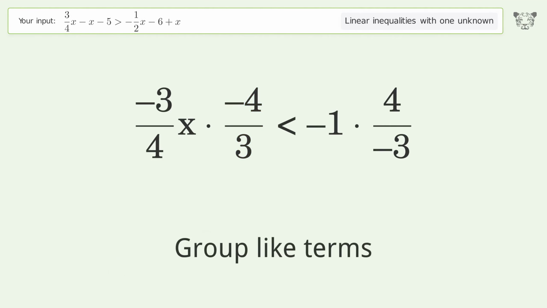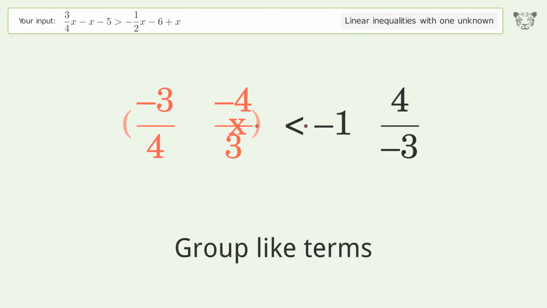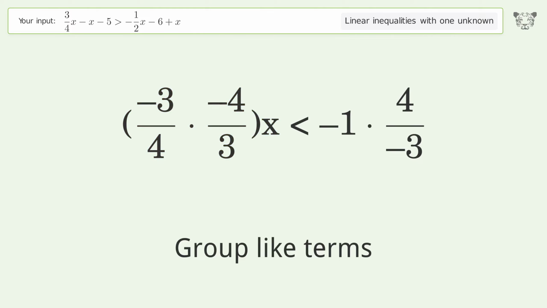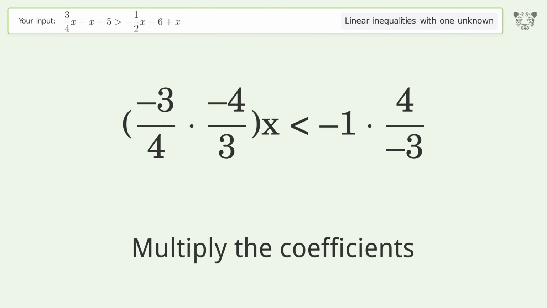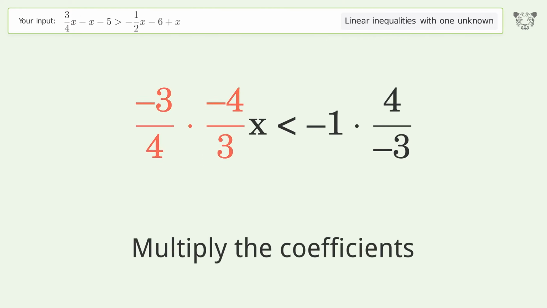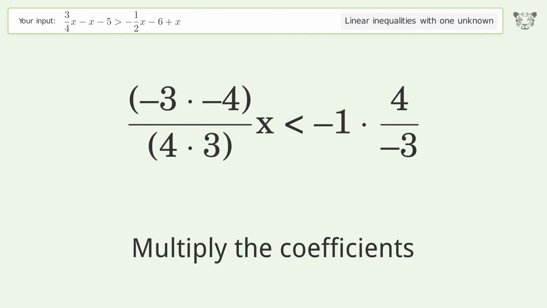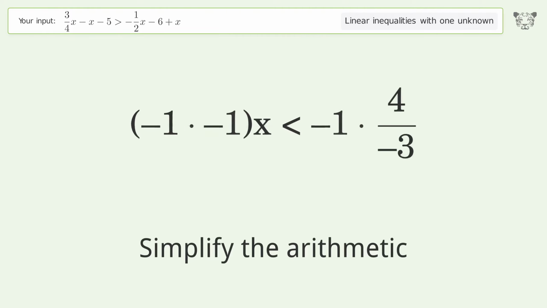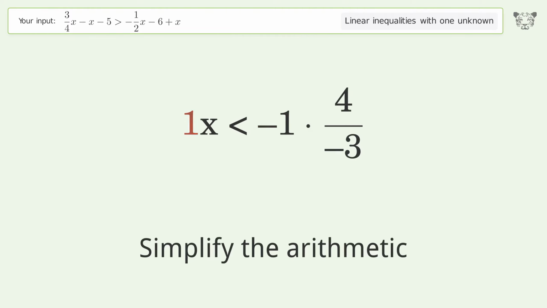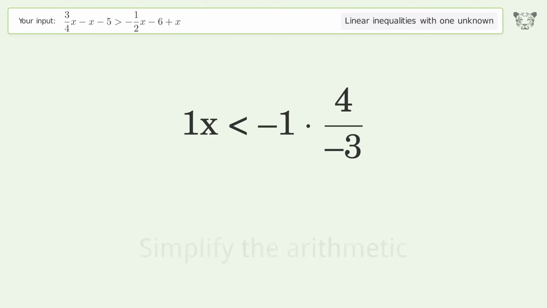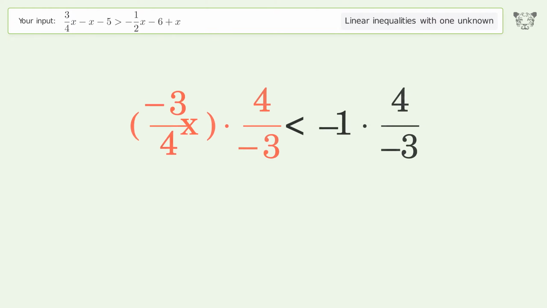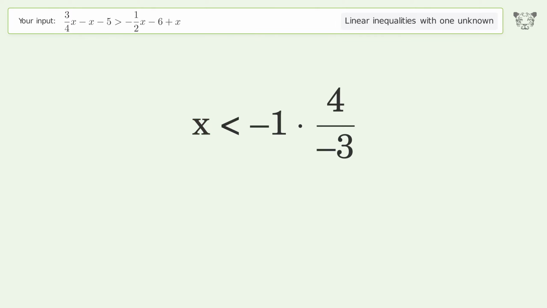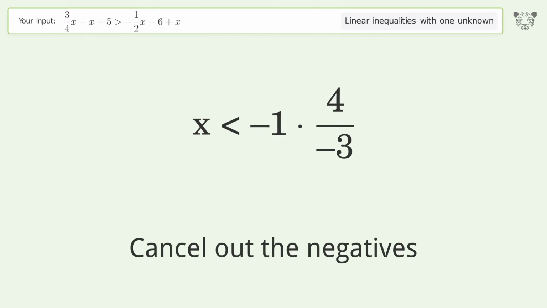Group like terms. Multiply the coefficients. Simplify the arithmetic. Cancel out the negatives.